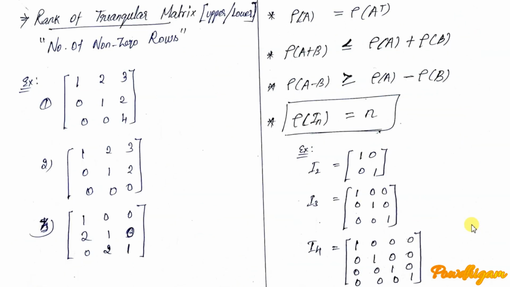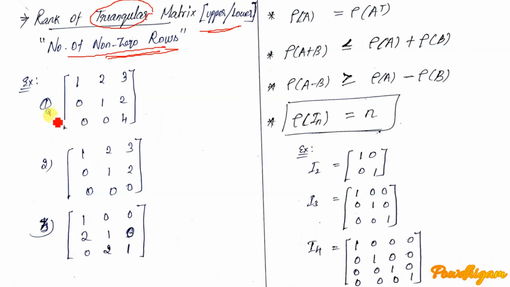Okay, and one more important point is the rank of a triangular matrix. A triangular matrix has 2 types, one is upper triangular and the other is lower triangular. If we have either upper or lower, the rank of the upper or lower triangular matrix is nothing but the number of non-zero rows. Okay, the number of non-zero rows.